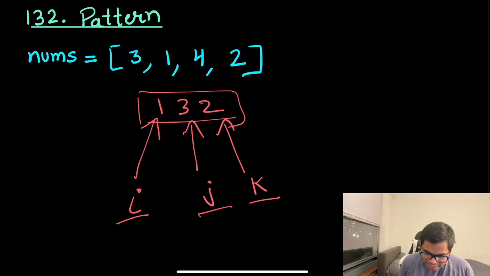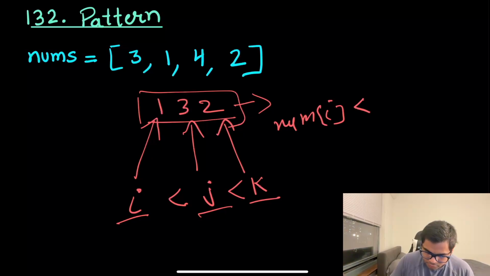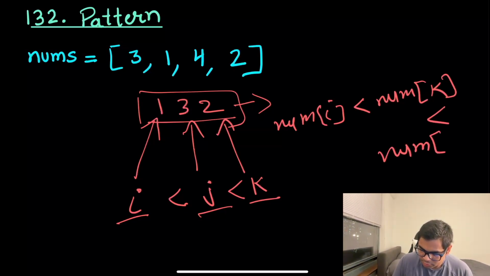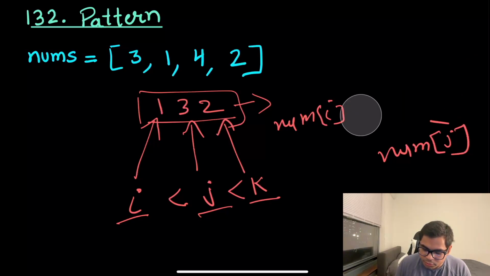Now here i will be less than j will be less than k, but if you see the numbers, num i is the smallest, and num k is in the middle, and then num k is less than num j. This is what we need to find out. We need to find 3 numbers that satisfy these 2 conditions. Let's check how we're going to do this.